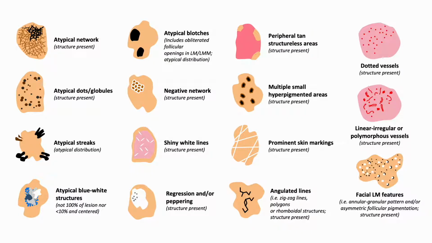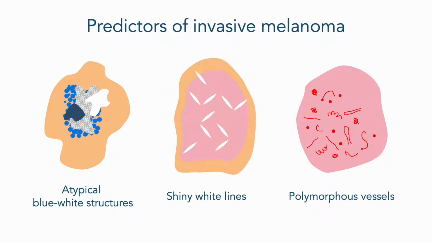Of course, dermoscopically, we can also get even more specific because we have melanoma-specific criteria, dermoscopic findings that indicate that this is a melanoma, and some of them are shown in this image here. But of course, some of them might predict invasiveness and some might predict that this is an in situ lesion. Now, our studies have shown, and Sam will show you the results more in detail later, that predictors of invasiveness are mainly, and the most specific is perhaps, atypical blue-white structures. But also shiny white lines and polymorphous vessels may be indicators or predictors of invasiveness.